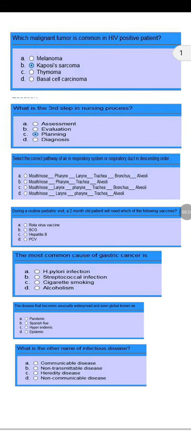Which malignant tumor comes to mind in an HIV positive patient? Secondly, what is the third step of the nursing process? Planning.